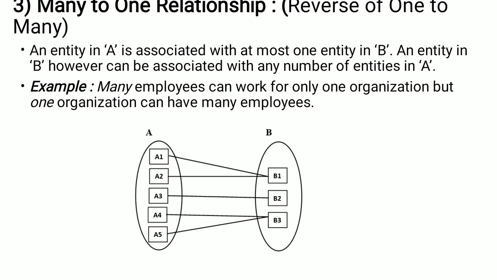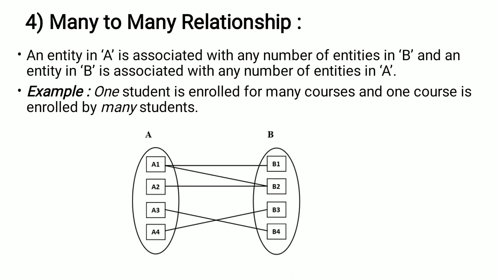The fourth one is many to many relationship. An entity in A is associated with any number of entities in B, and an entity in B is associated with any number of entities in A. For example, one student is enrolled for many courses and one course is enrolled by many students. That is many to many relationship.